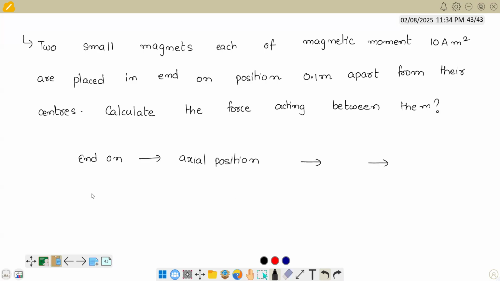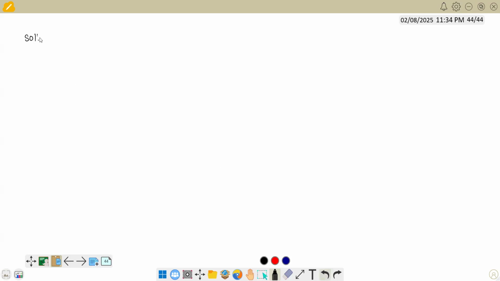There is one more position apart from this, that is broadside on. Rarely these are used. I think in competitive examinations, even if they use these terms, they will clearly tell what they mean by this. This is basically the equatorial position. So one would be in this way, another would be in the perpendicular direction.